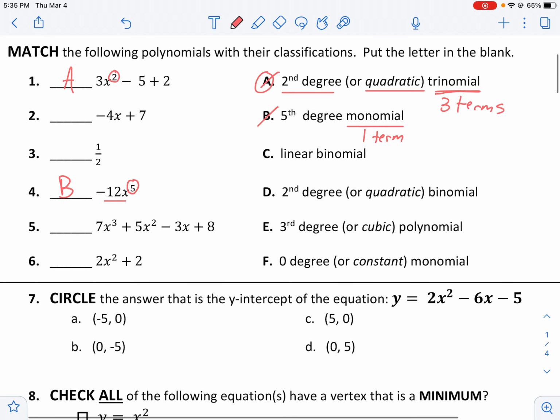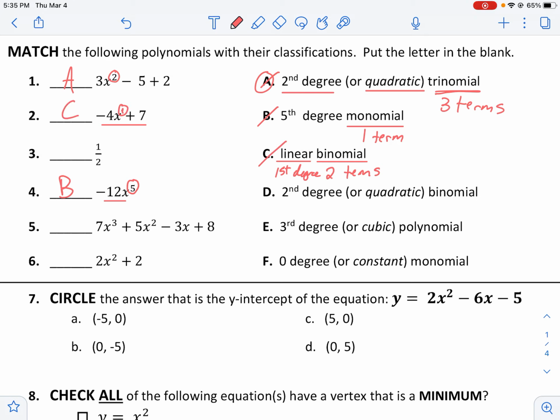C is asking for linear binomial. Binomial meaning 2 terms. Linear means that it has a first degree. So we're looking for 2 terms with a first degree. Here's 2 terms here, but that's second degree. So we got 2 terms with a first degree. So this is technically a 1 right here. So there it is. That's C.